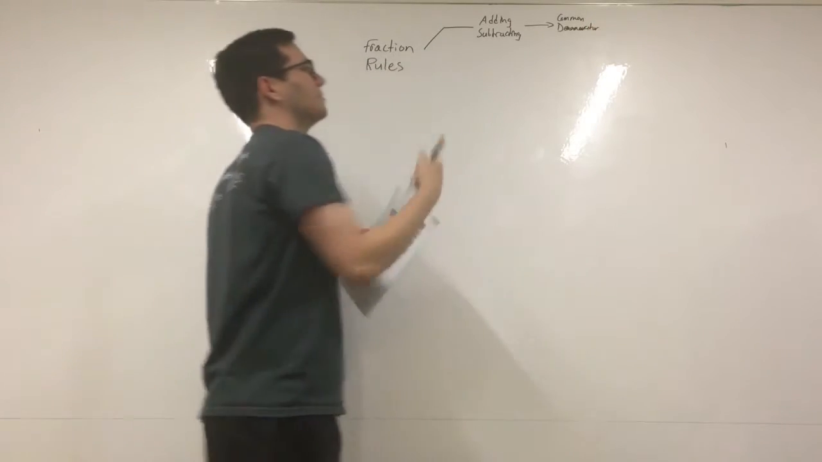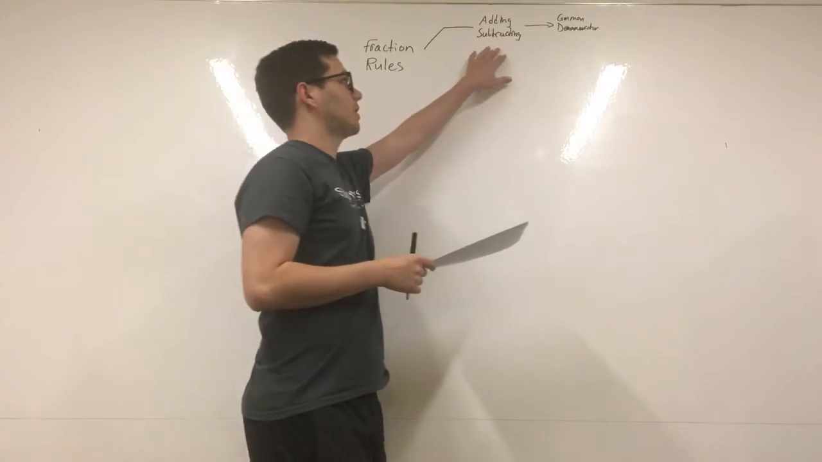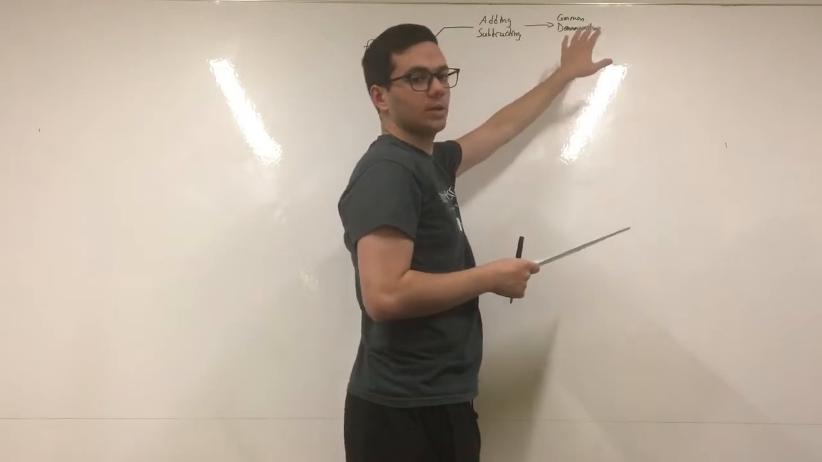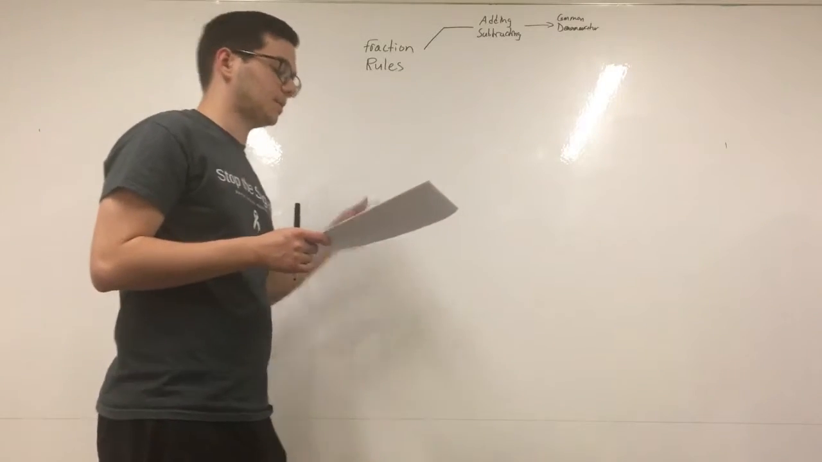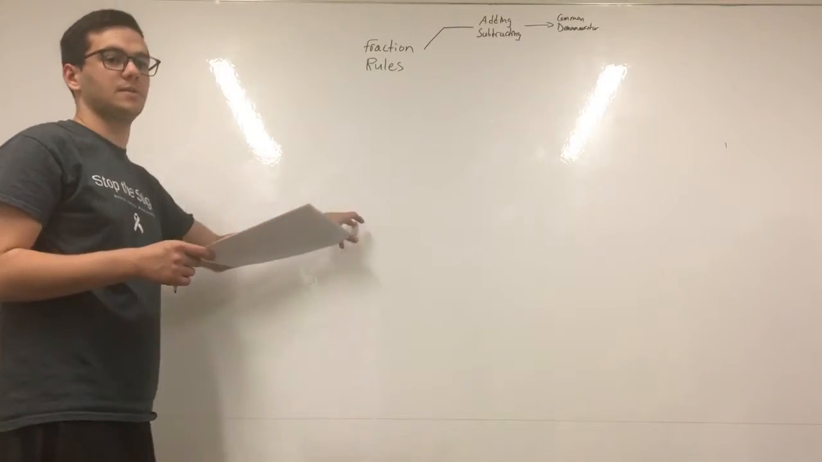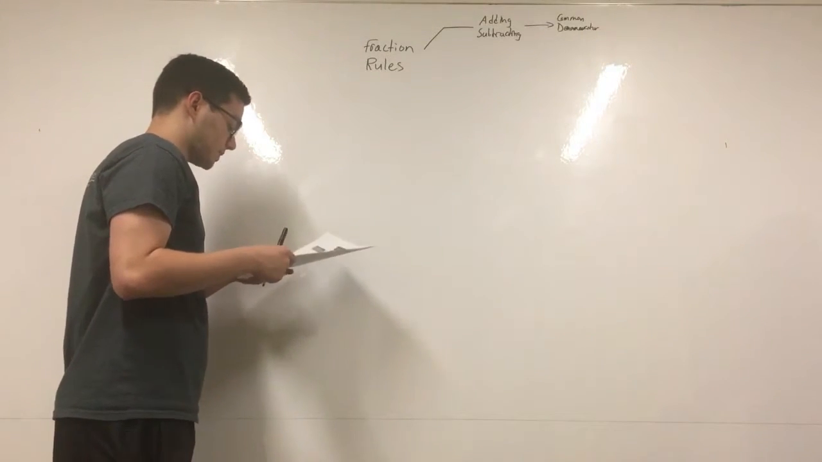I hope that's big enough to see, I don't know. But for adding and subtracting fractions, you always need something called a common denominator. And the name implies its meaning. It just means that the denominator in both your fractions needs to be the same. So let's take an example.